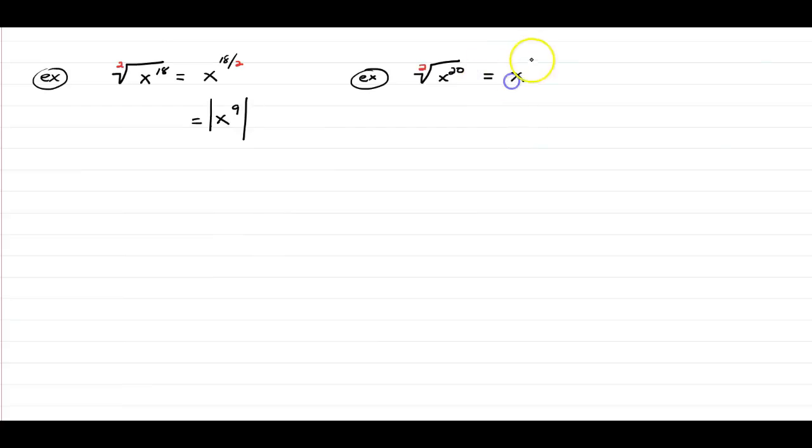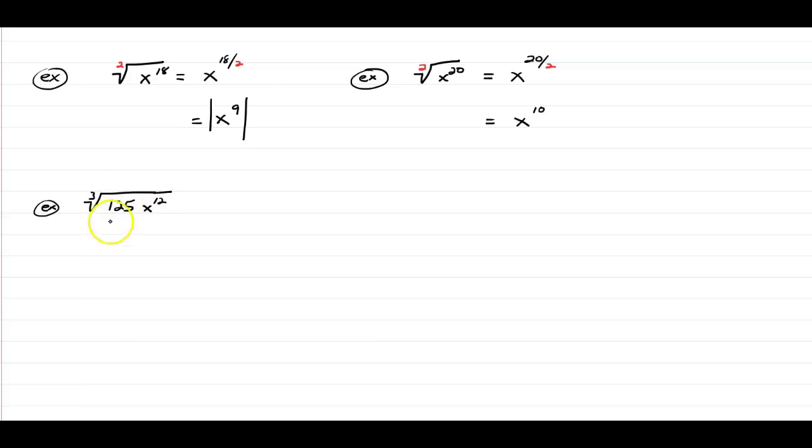Here, rewrite it as 20 with the index of 2. 20 divided by 2 gives me x to the 10th. Since it's even, my answer will always be positive, so I don't need the absolute value bars.